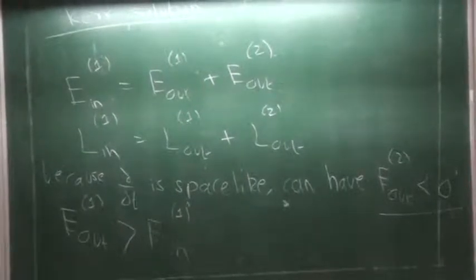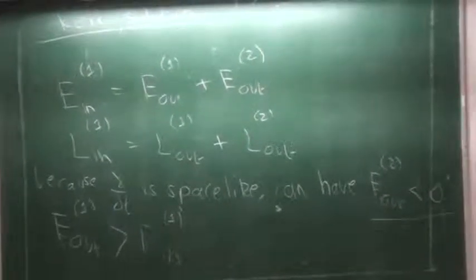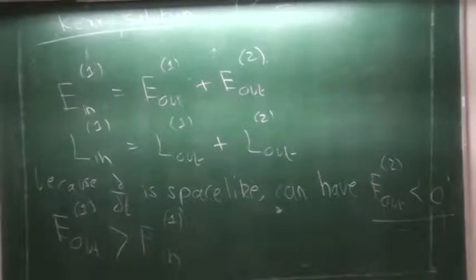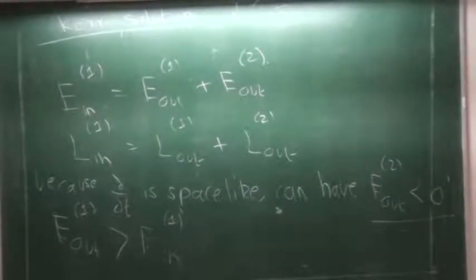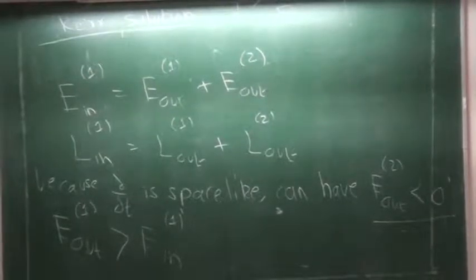They can have negative momentum. They just have to have positive momentum in time. So the local notion of time here cannot be d/dt, because d/dt is space-like. So there's no constraint on E_out being negative. Is this clear?